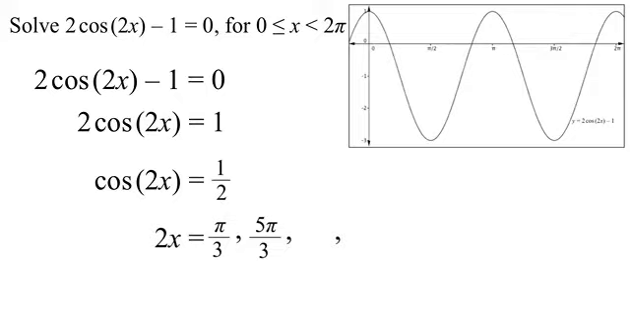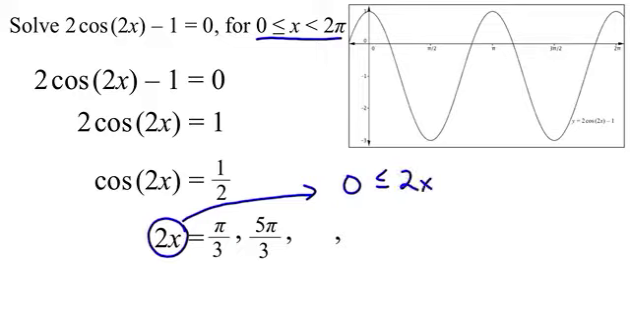So up here, we gave a domain as x is between 0 and 2 pi. But notice here, we're actually solving for 2x. So we're going to give ourselves a new domain here. We're going to say, well, if x is between 0 and 2 pi, then 2x must be between 0 and 4 pi, because we're just multiplying everything by 2. So that's our new domain. So now what we need to do is think about all the values that are between 0 and 4 pi.